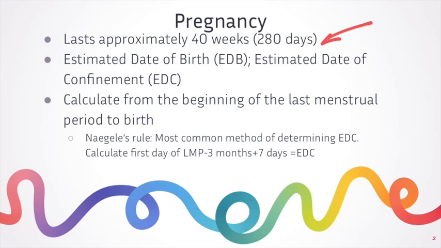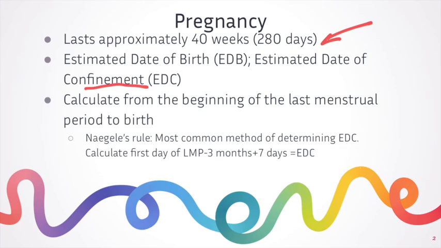So also, the next bullet here talks about somebody's due date. The most common abbreviation for that is the EDC, which stands for Estimated Date of Confinement. You might see EDB on a delivery room record, but honestly, most of the time you're going to see EDC. And you might be wondering how we calculate that.